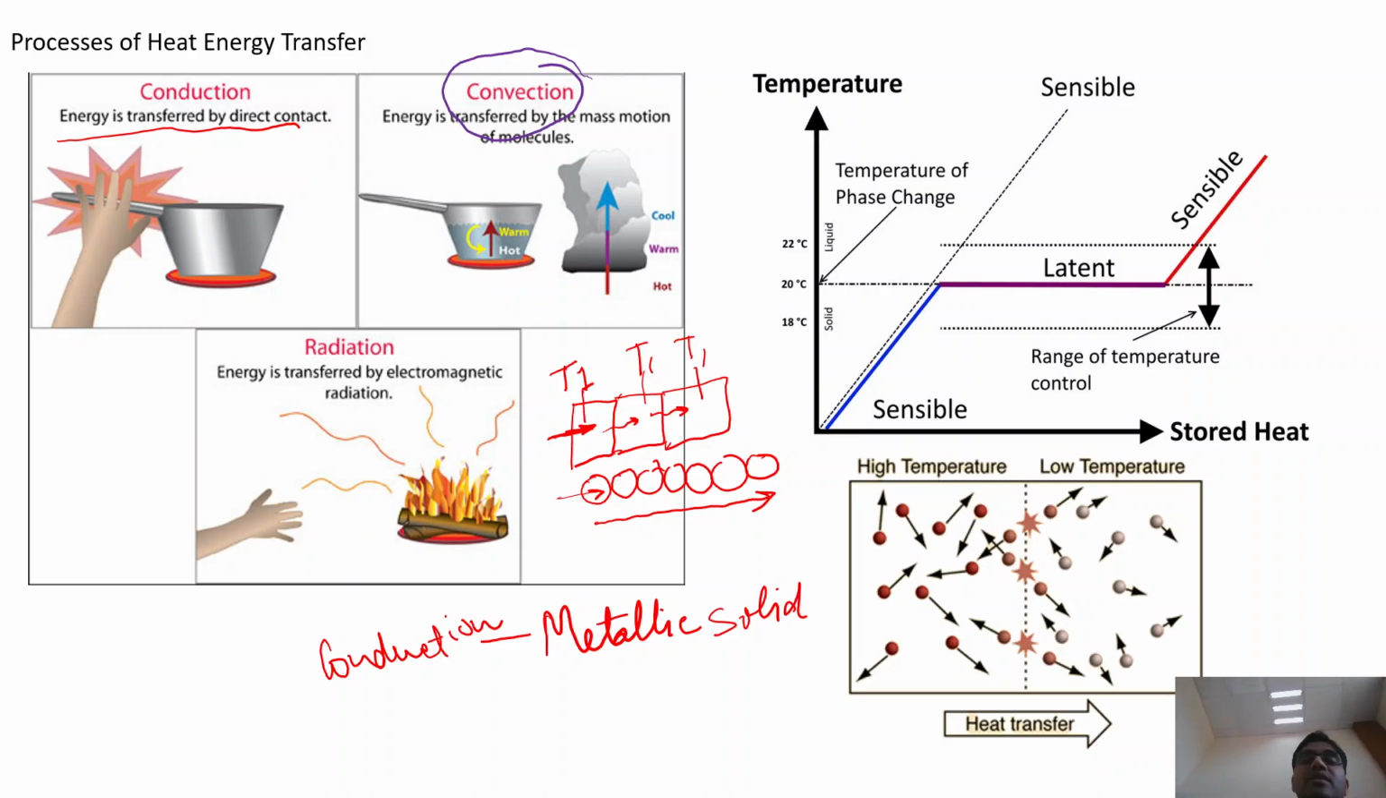Now, convection is the process where energy is transferred by mass motion of molecules. In the previous case, they were in direct contact. In convection, there has to be movement of the mass or substance from one place to another. We will discuss convection in detail because it is the main process by which atmospheric heating takes place. Convection is the transfer of heat through the movement of mass or substance from one place to another. It involves the transfer of heat by the mass motions of the medium through which the heat is transferred.